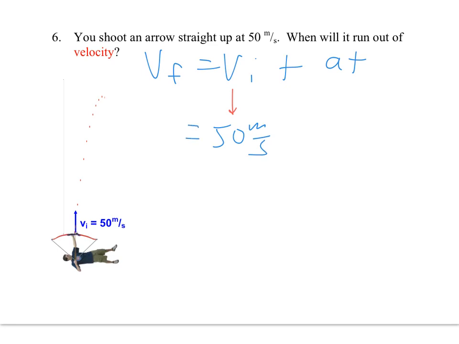The problem says, when will the arrow run out of velocity? What that's really saying is when does this final velocity, or this instantaneous velocity, become 0 meters per second?